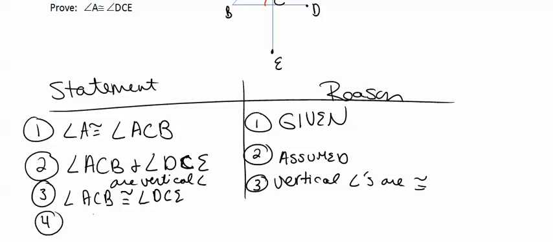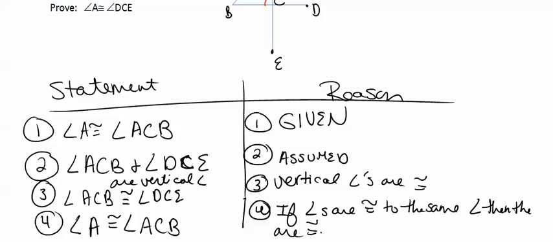From here, we can use either the substitution or transitive property to say that angle A is congruent to angle DCE. Again, the reasoning being substitution or transitive: if angles are congruent to the same angle, then they are congruent.